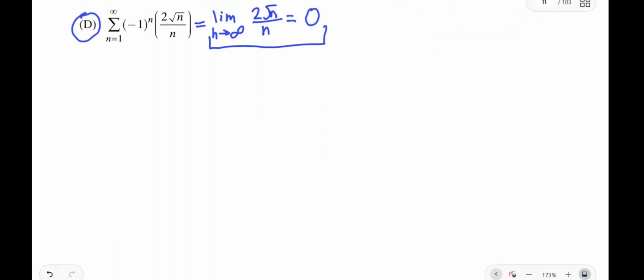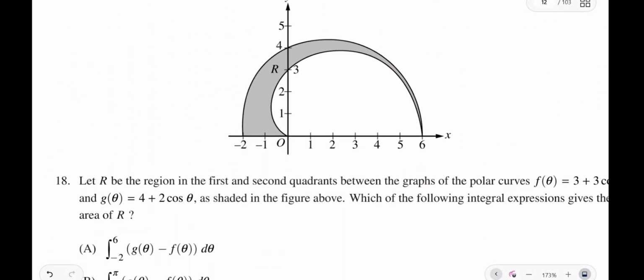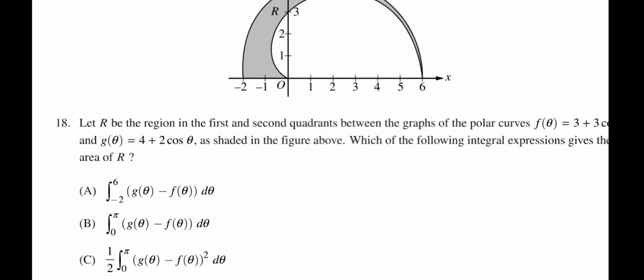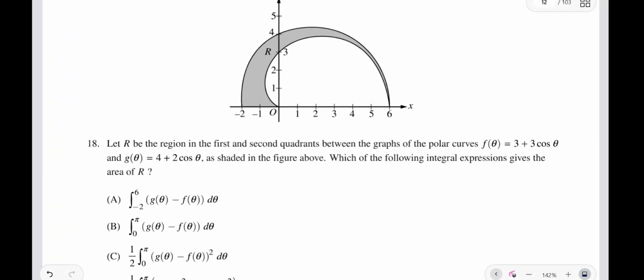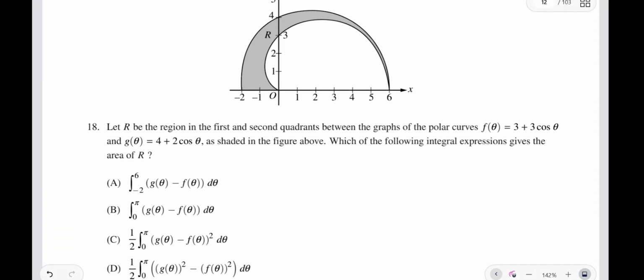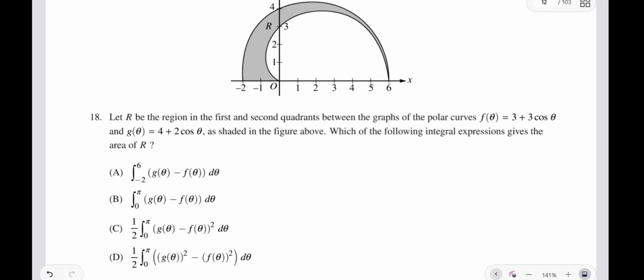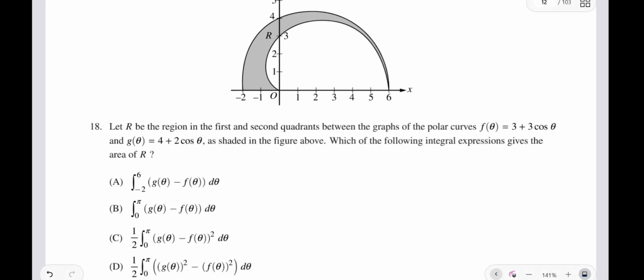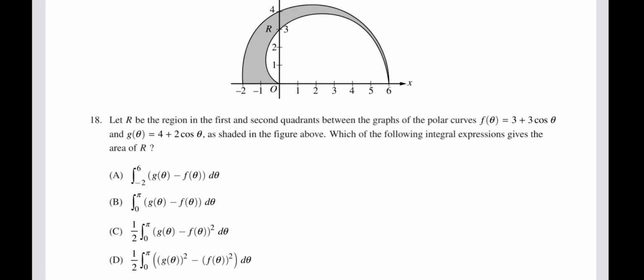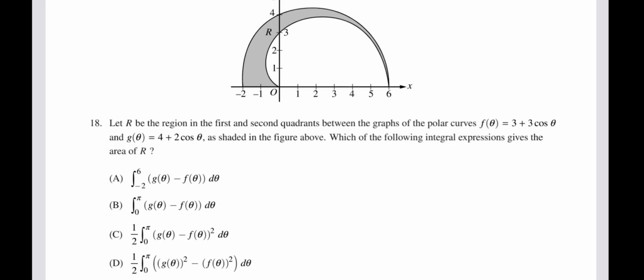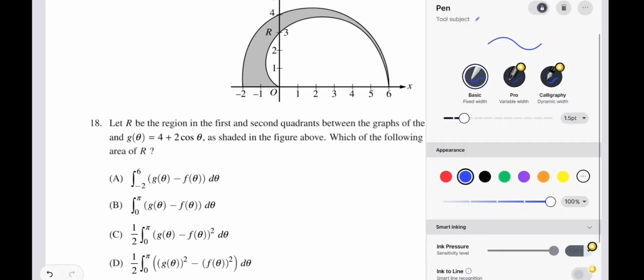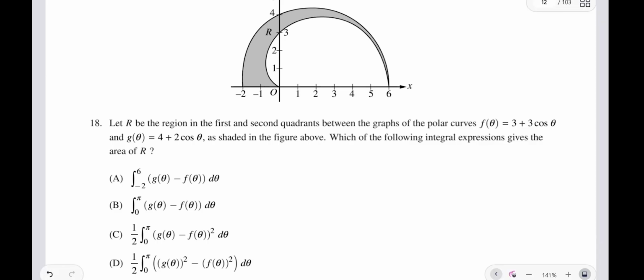All right, so then number 18. Let R be the region in the first and second quadrants between the graphs of the polar curves f of theta equals 3 plus 3 cosine theta, and g of theta equals 4 plus 2 cosine of theta, as shaded in the figure above. Which of the following integral expressions gives the area of R? So we're not getting what the area is, we're just getting which expression would give us the area.